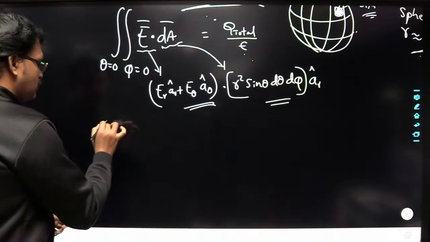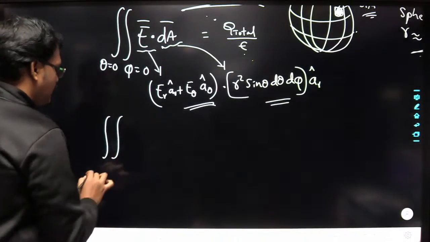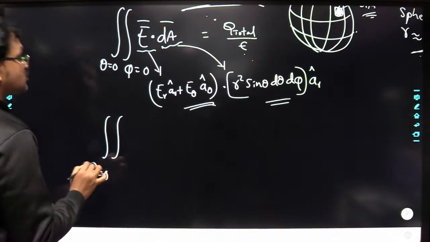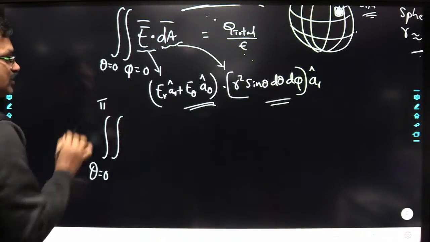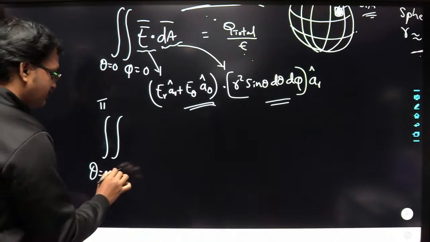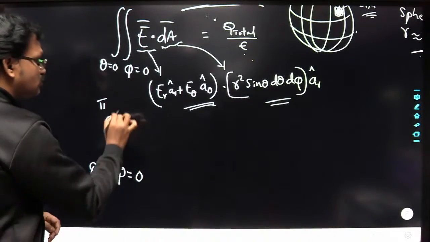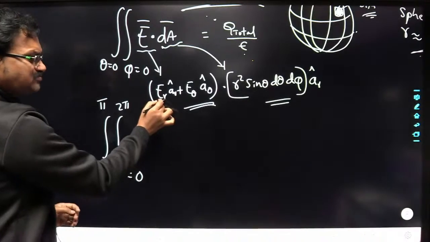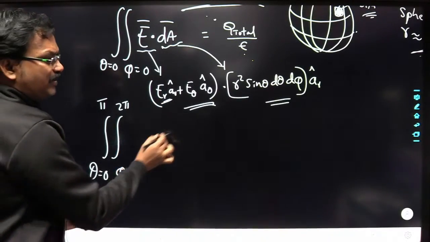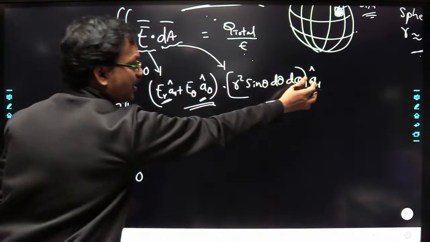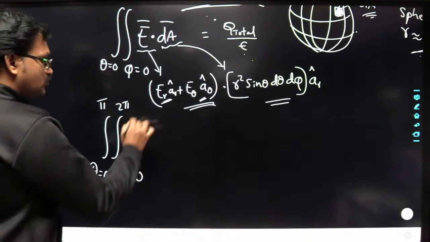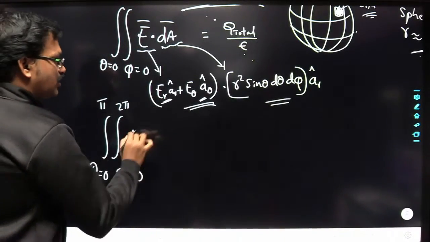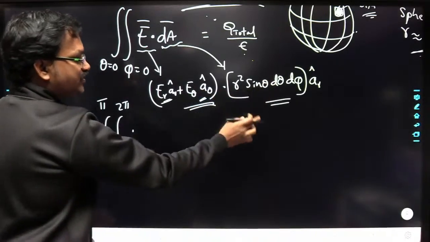So write down that expression here. Theta is varying from 0 to pi, and phi is varying from 0 to 2 pi. Now consider only E_r a_r cap here. Why? Because a_theta cap dot a_r cap will become 0. So what is left out? You are going to have E_r into r square sin theta d theta d phi.